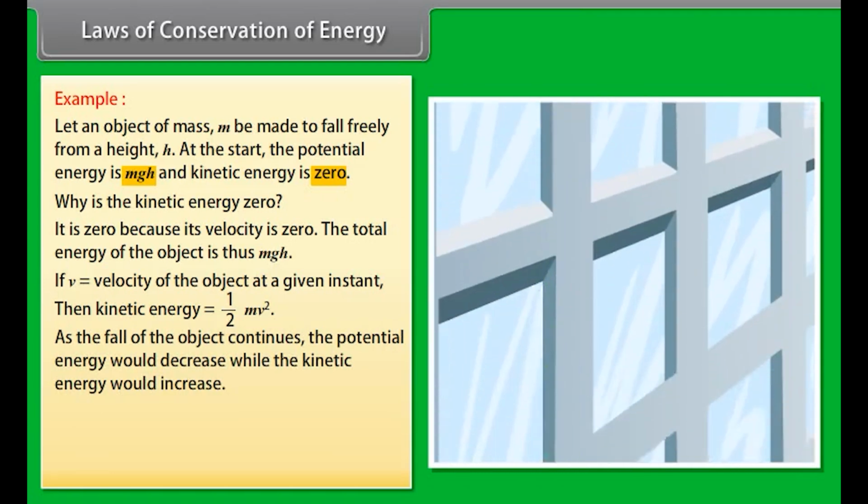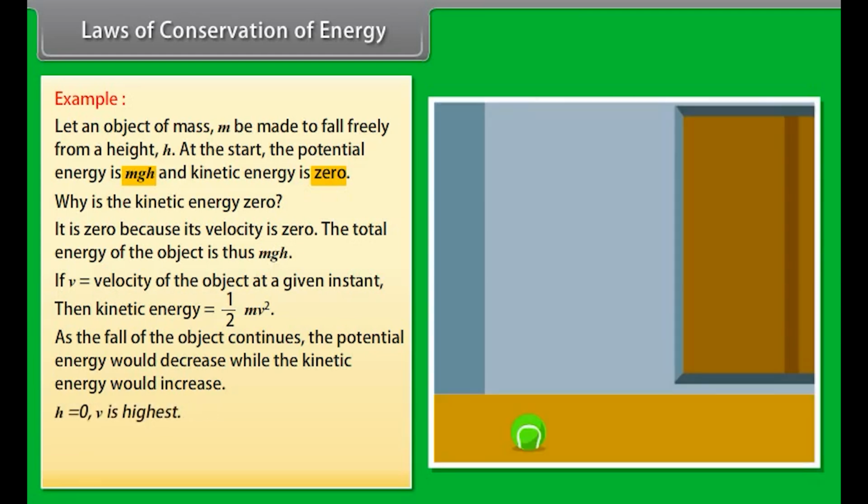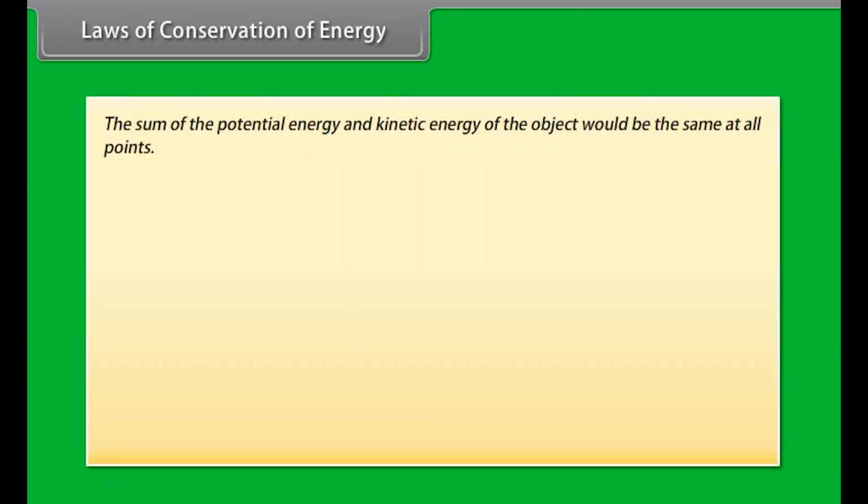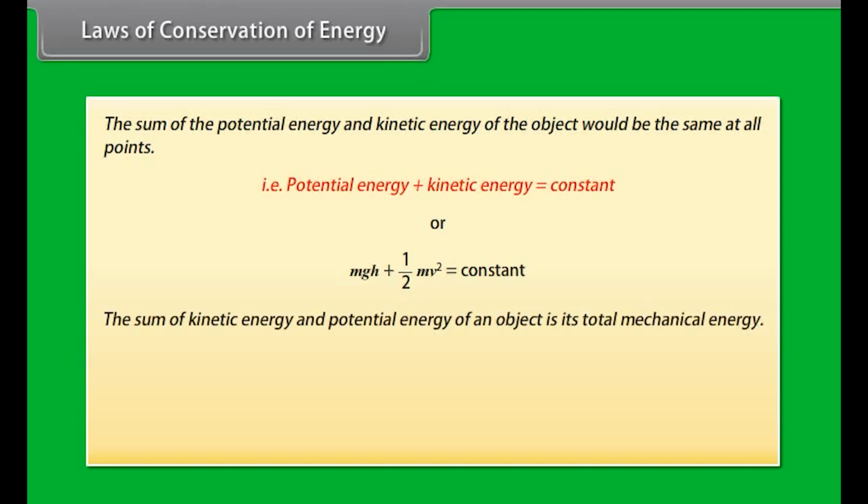When the object is about to reach the ground, h is equal to 0 and v will be the highest. Therefore, the kinetic energy would be the largest and potential energy the least. However, the sum of the potential energy and kinetic energy of the object would be the same at all points. That is, potential energy plus kinetic energy is equal to constant, or mgh + 1/2 mv² = constant. The sum of kinetic energy and potential energy of an object is its total mechanical energy.